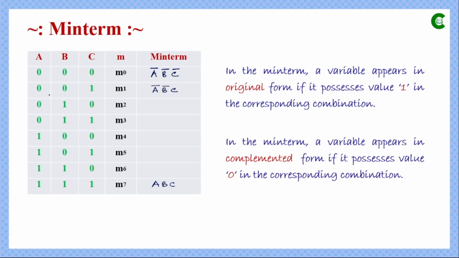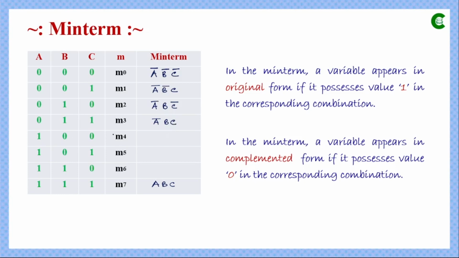Then the next combination is 0, 1, 0. That means A will be in complemented form, B will be in original form, and C will be again in complemented form. Likewise, it is 0, 1, 1. So it will be A complement, then B, then C, original form.